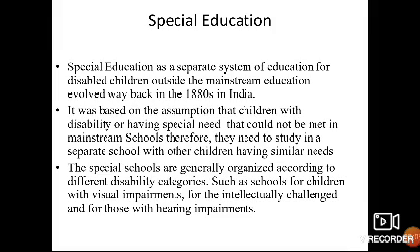The special schools are generally organized according to different disability categories, such as schools for children with visual impairment, schools for children who are intellectually challenged, schools for those who are hearing impaired, or schools for the physically handicapped. So these are examples of the special educational system.